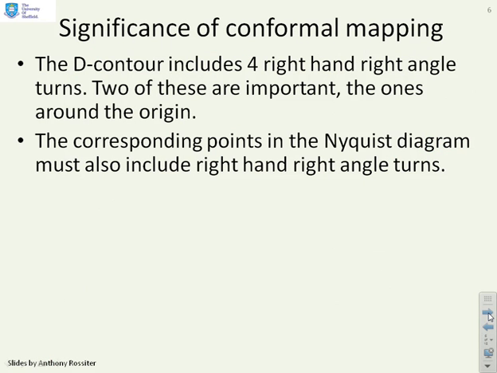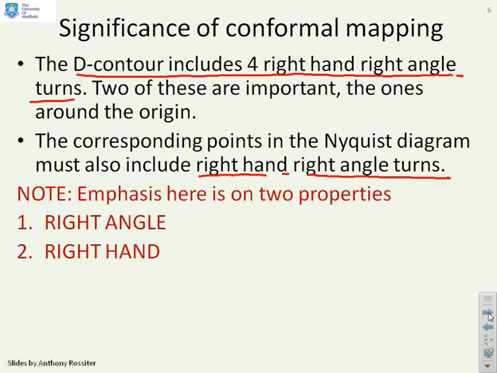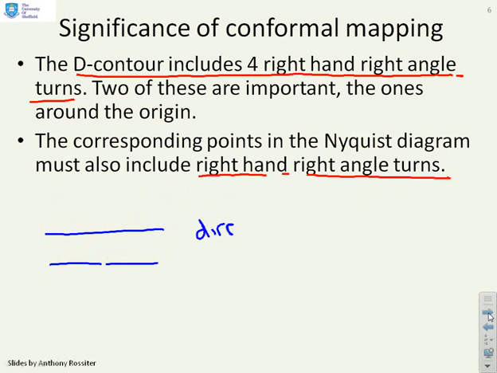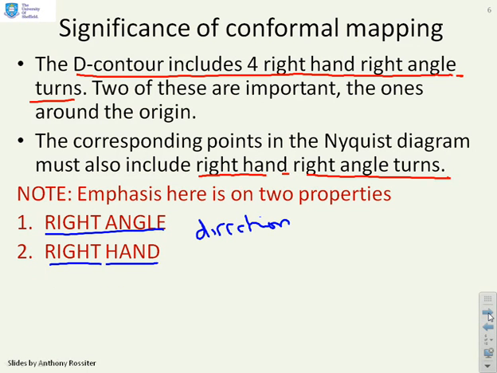The significance is the D contour includes 4 right-hand right-angle turns, and therefore the mapping into the Nyquist diagram has also got to have 4 right-hand right-angle turns, because it's a conformal mapping. So the emphasis here is on 2 properties: right angle, right hand. You're turning to the right, so we've got to be very careful always to note the direction of travel, because if we don't know which direction the locus is going, then we can't make sure that we're turning to the right.